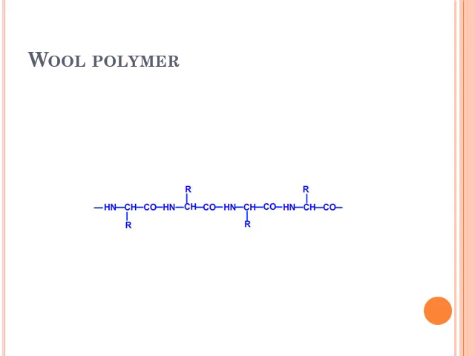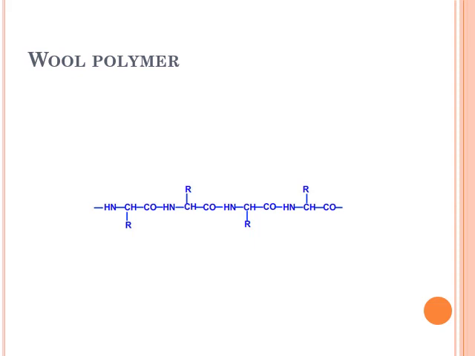The second is salt linkages, or ionic bonds. The carboxyl radicals COOH and NH2 groups of amino acids, which are basically the acidic and basic groups, form salt linkages or ionic bonds.